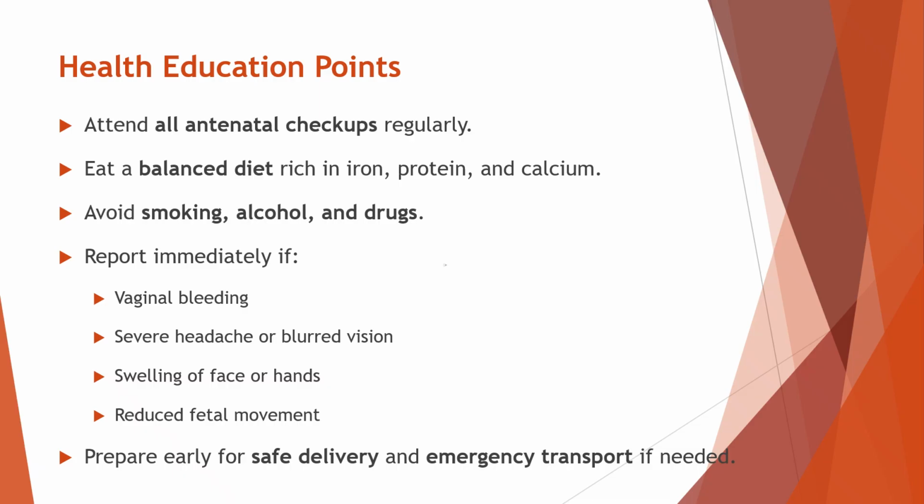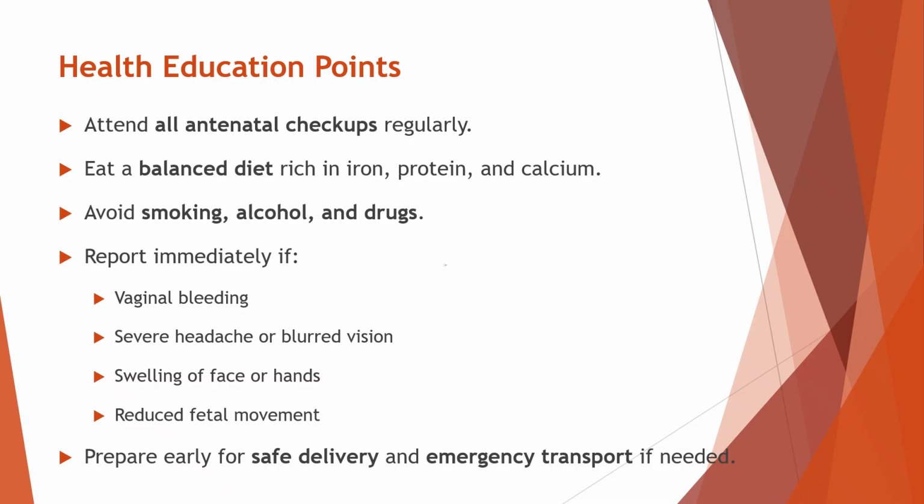Avoid smoking, alcohol, and drugs. These can harm the baby's growth and lead to serious complications, so they should be completely avoided during pregnancy. Report danger signs immediately. The mother should seek medical help right away if she experiences any of the following: vaginal bleeding, severe headache or blurred vision, swelling of the face or hands, reduced or no fetal movement.